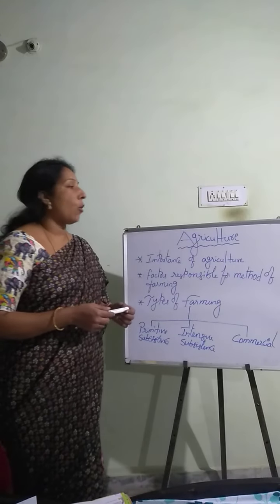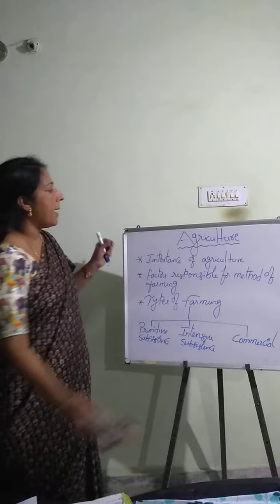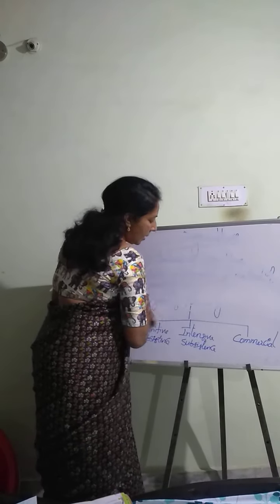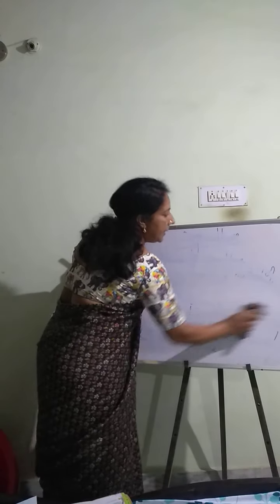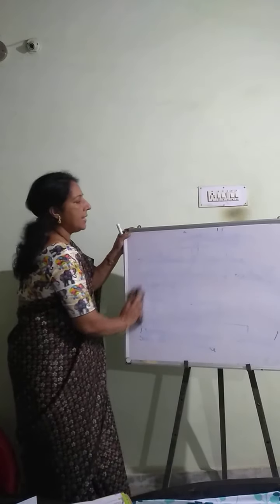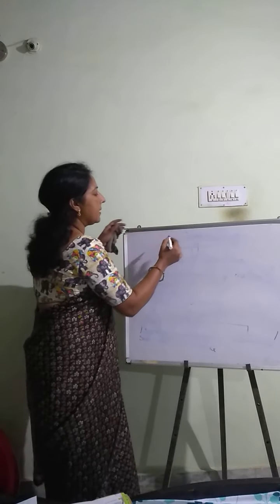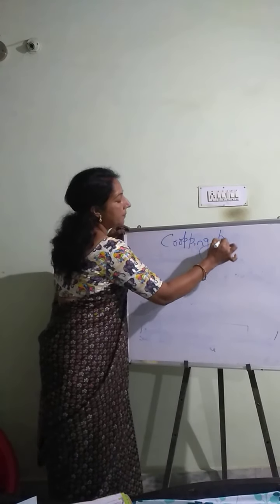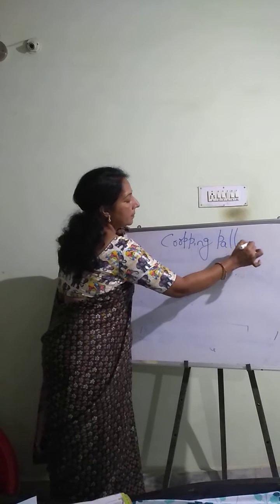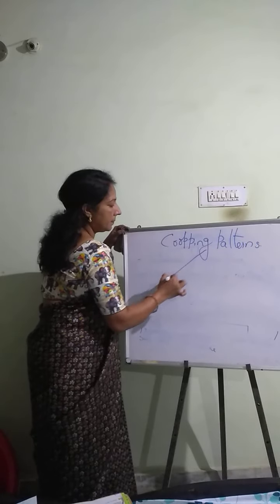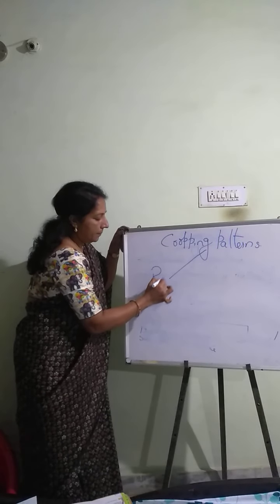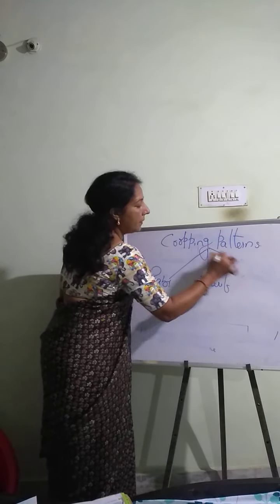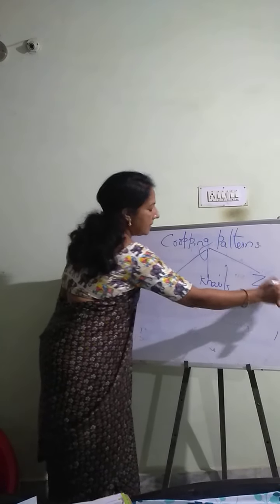Then what are the cropping patterns in India? The cropping pattern is different in different parts of India. There are three types of cropping patterns. Now let us see what the cropping patterns in India are. The first one is Rabi, the second one is Kharif, and the third one is Zaid. And let us learn about each one.